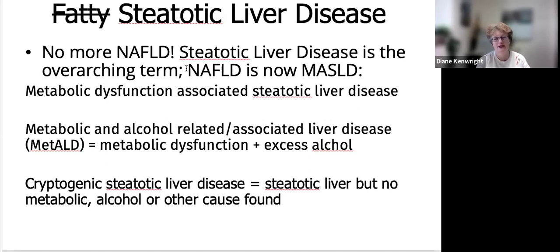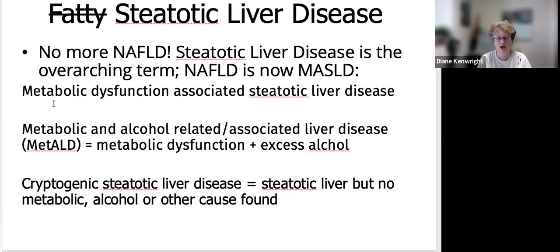So non-alcoholic fatty liver disease is now metabolic associated steatotic liver disease, MASLD. Metabolic dysfunction associated steatotic liver disease. Why did they change it? Because they realized it wasn't just not alcohol, it actually had a positive association with metabolic dysfunction. Why change fatty to steatotic? I thought steatotic was a better descriptor. So now we have MASLD, metabolic dysfunction associated steatotic liver disease.